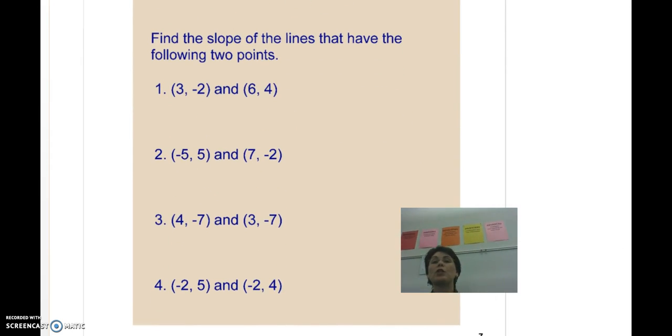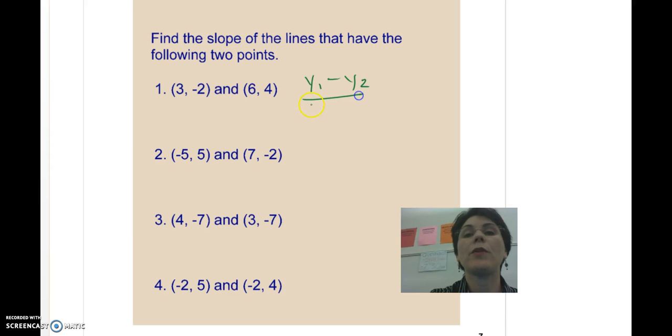So here we're given just the ordered pairs, therefore we can't count on a graph. I mean, we could graph them and then count, but instead we're just going to use the formula. So let's do number 1 together. So our formula is y sub 1 minus y sub 2 over x sub 1 minus x sub 2. We're going to start by putting in the y values. So I'm going to put in -2 and 4 for my y values.